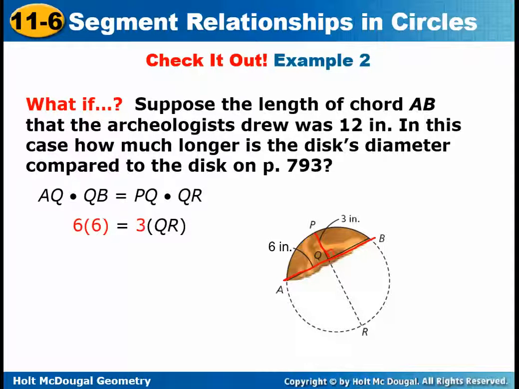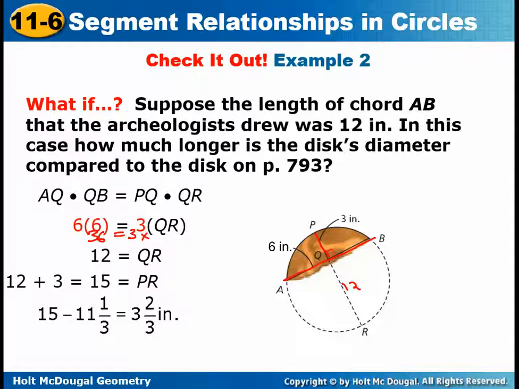What do you think? We again use the theorem that says that the piece times piece equals piece times piece. So 6 times 6 equals 3 times the missing part, or 36 equals 3x. Divide by 3, and you get 12 for this. And then to find the diameter, that was 15. Well, the other diameter, the one we just looked at, was 11 1/3. So the difference, how much longer the disk diameter is, is 3 2/3 inches. This one is 3 2/3 inches bigger than the other disk.